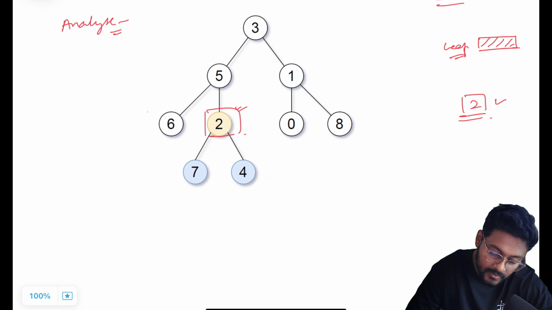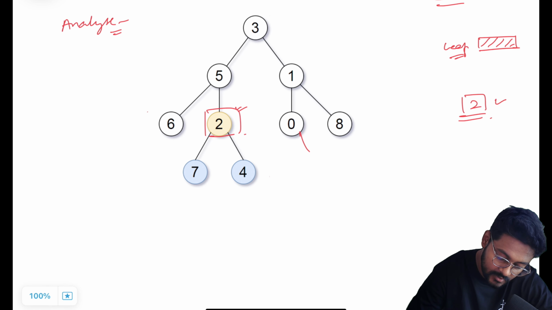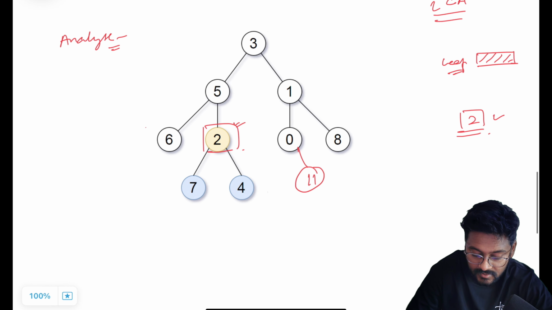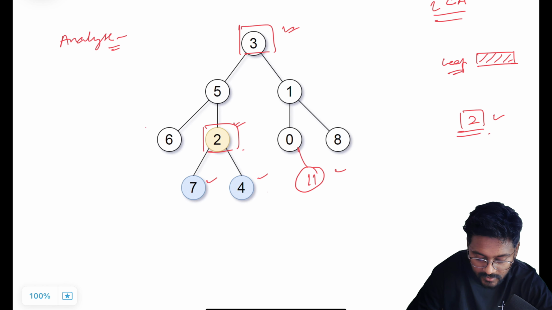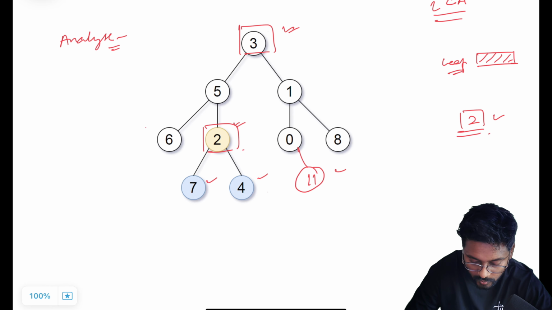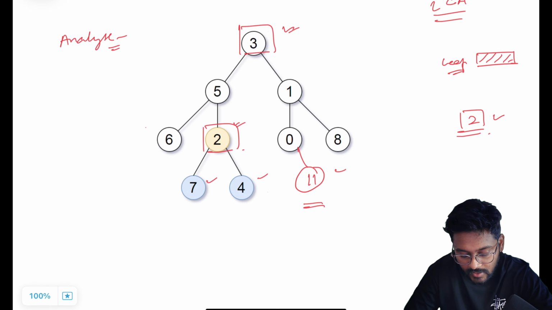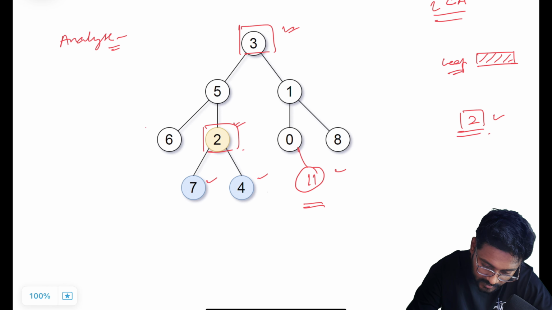Let me give you a situation. Let's say there is one node here with value 11. In this case, what is the lowest common ancestor of the deepest leaves? That would be 3. Why? Because 7, 4, 11, we have 3 leaves now, and these leaves share a common ancestor which is 3. Why 3? Because one node is on the right side of the tree and one node is on the left side of the tree. But if I remove 11, let me remove 11 now.